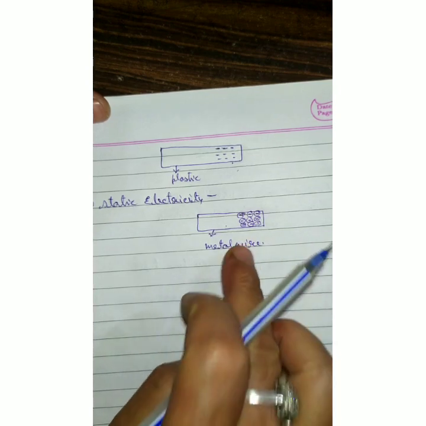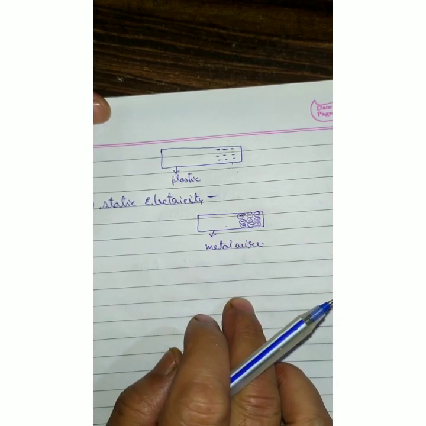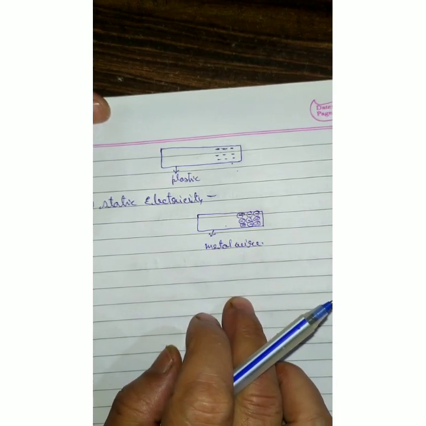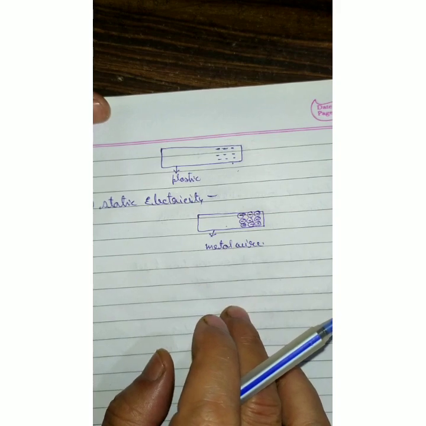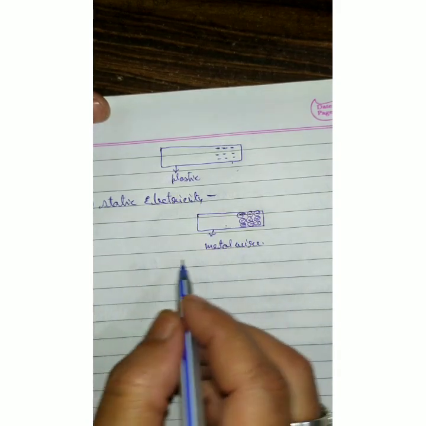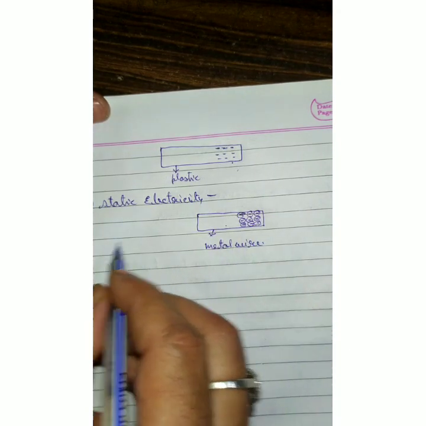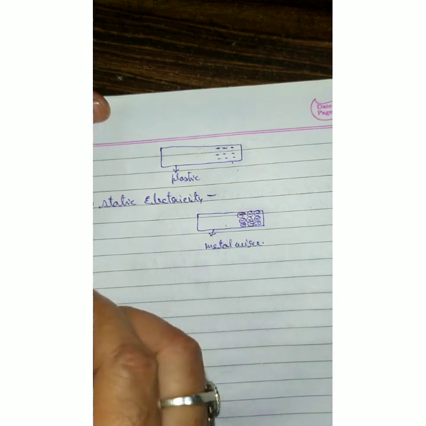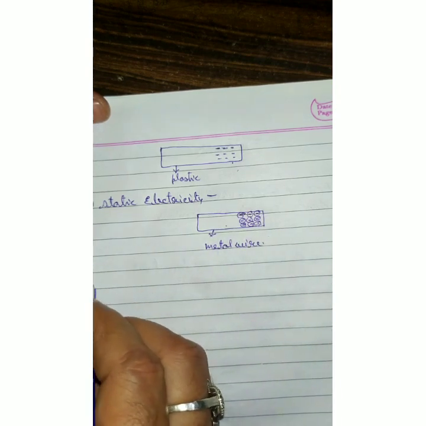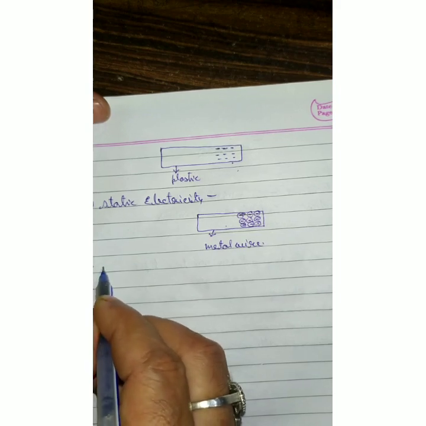So in this case, the metallic wire does not attract the small piece of paper. So there is charge in motion. So this type of electricity is known as current electricity.